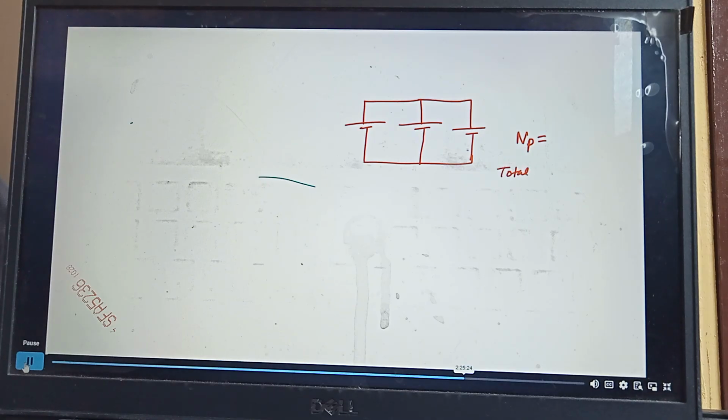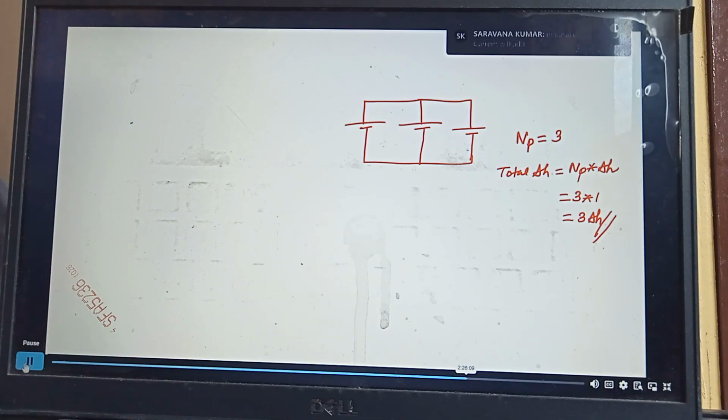So how do you find total Ah? Total Ah is equal to number of parallel strings into Ah of the cell. Correct? The number of parallel strings is 3. What is the Ah of each cell? 1 Ah. So 3 into 1 is 3. So it is going to be a 3 Ah pack. Do you agree? Any doubt? In parallel, Ah will add. In series, voltage will add. Remember, in parallel, Ah will add. In series, voltage will add.